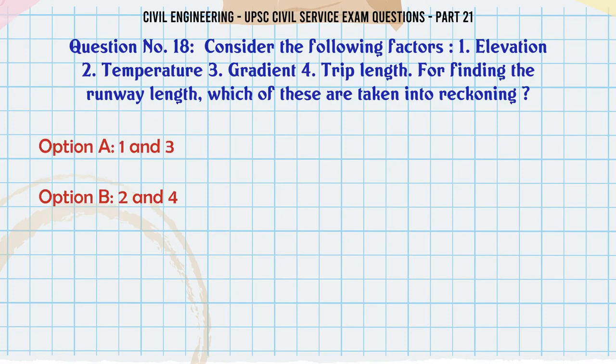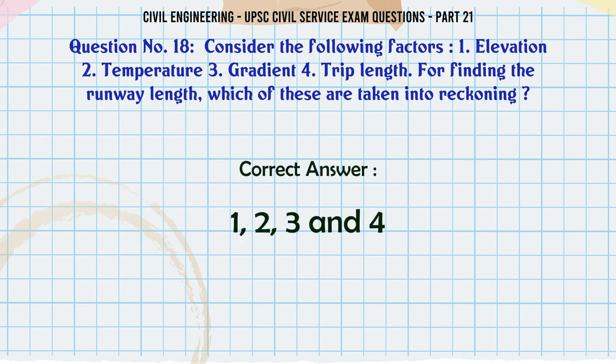2. Temperature. 3. Gradient. 4. Trip length. For finding the runway length, which of these are taken into reckoning? A. 1 and 3. B. 2 and 4. C. 1 and 2. D. 1, 2, 3 and 4. The correct answer is 1, 2, 3 and 4.